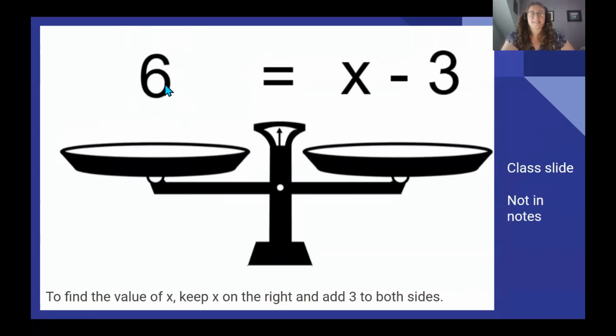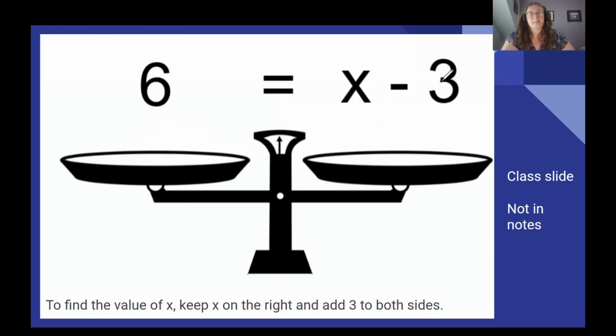This equation tells us that 6 is the same as x minus 3. So we have 6 on the left side of the scale, and we have x minus 3 on the right side of the scale. We want to know what x is, but right now 3 is being subtracted from x. So to get rid of that subtraction, we're going to add 3. We have to add 3 to both sides.